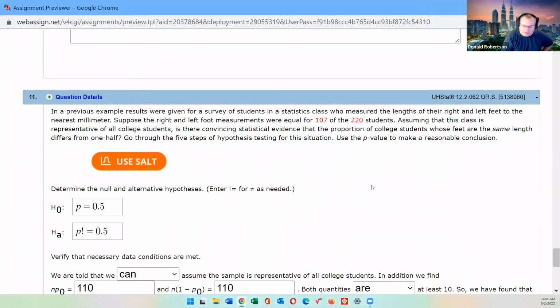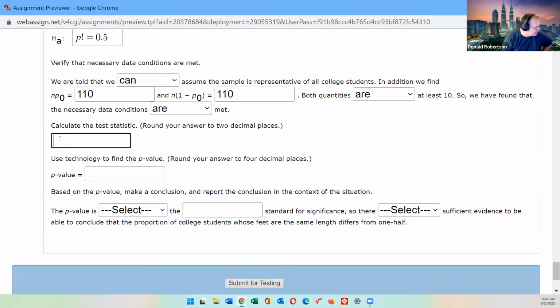Okay, are you looking at question 11? Is that what you can see? Right, so the test statistic, which is another name for the Z value, goes here, to 2 decimal places. It looks like that. And the more important value is the P value, which is that one, to 4 decimal places. You get that.